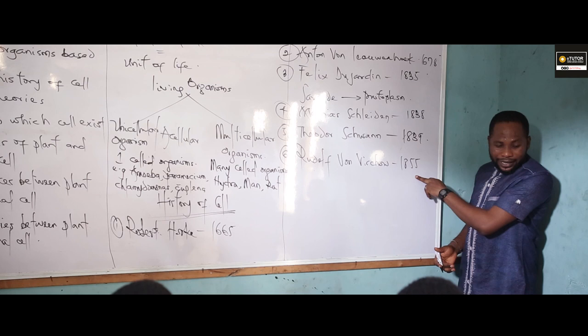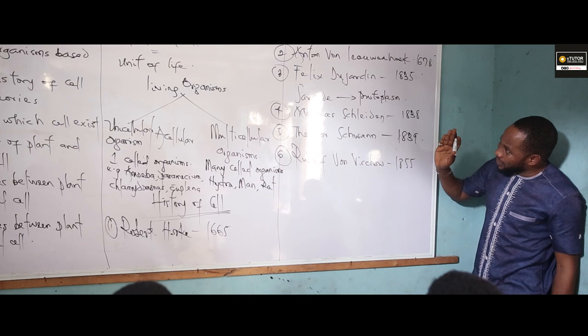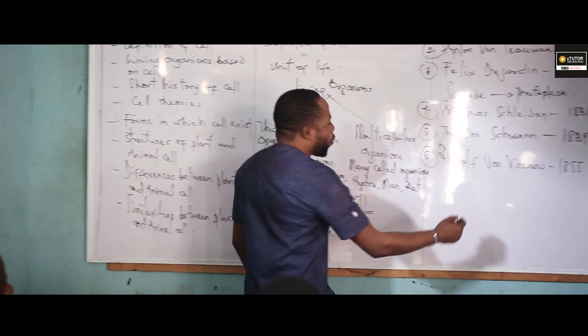Don't forget, we have Theodor Schwann, Matthias Schleiden, Rudolf von Virchow. Three of them are German. Are you getting me now? Félix Dujardin is French, while Robert Hooke was an Englishman. Do you understand that? Then after that, we'll look at the cell theories.